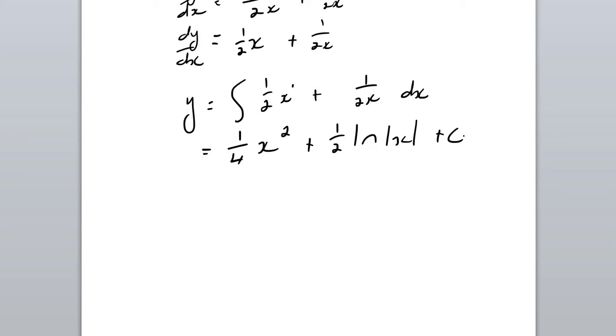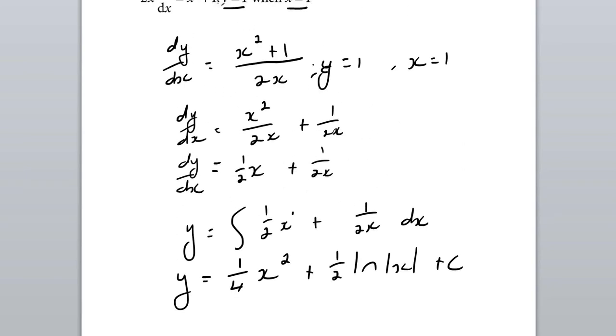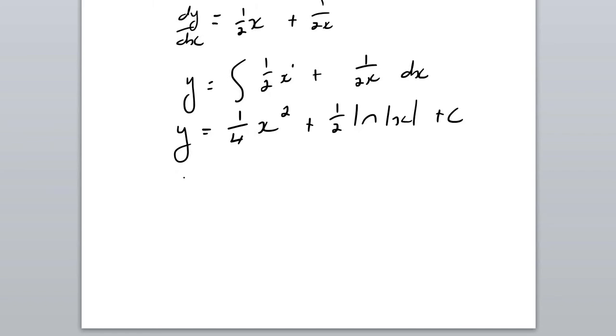But now since it is a particular solution, we can actually find the value of c, because they said y is equal to 1 when x is equal to 1. So I can substitute this in here. y is equal to 1 when x is equal to 1. So 1 squared stays 1, so it stays 1 over 4. Now natural log of 1 is actually 0. So a half times 0 is 0, so that fades away, so then I have just plus c, so therefore 1 minus a quarter is 3 over 4, so the value of c is 3 over 4.